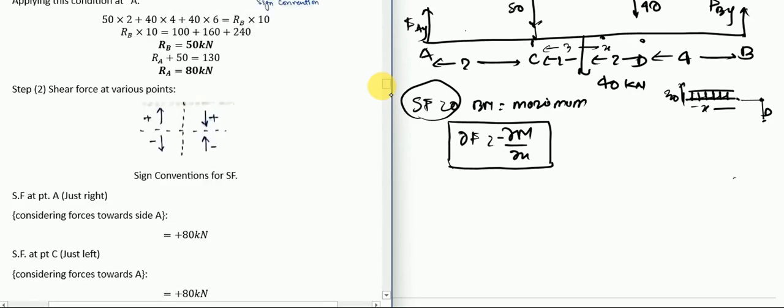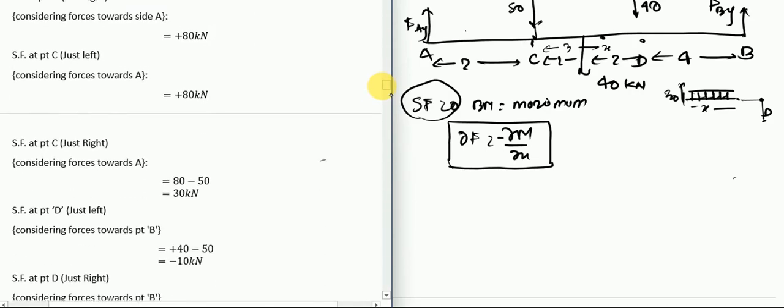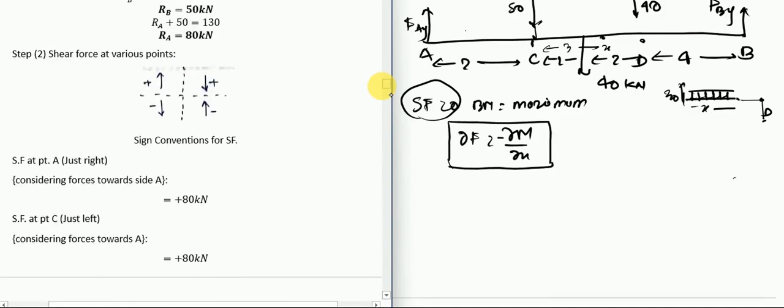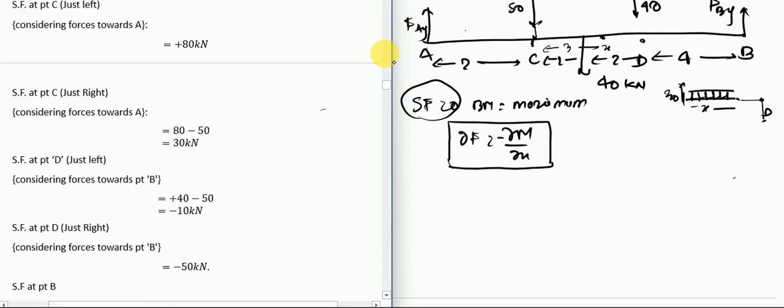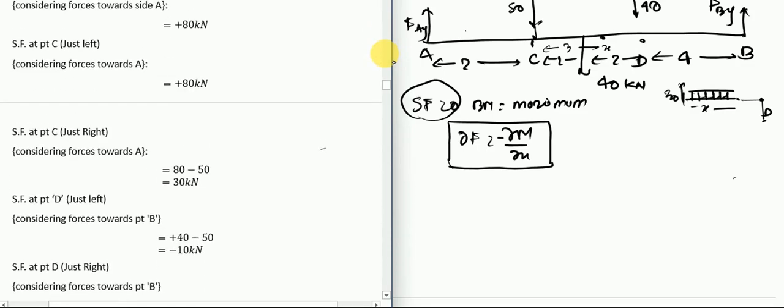Yeah, so you can see here the shear forces at different points. Shear force at A is plus 80. And this is shear force just left of C, because there is no force between them. So it is plus 80. So you can check if the solution matches the calculation which we did. So let us just draw the shear force diagram now.